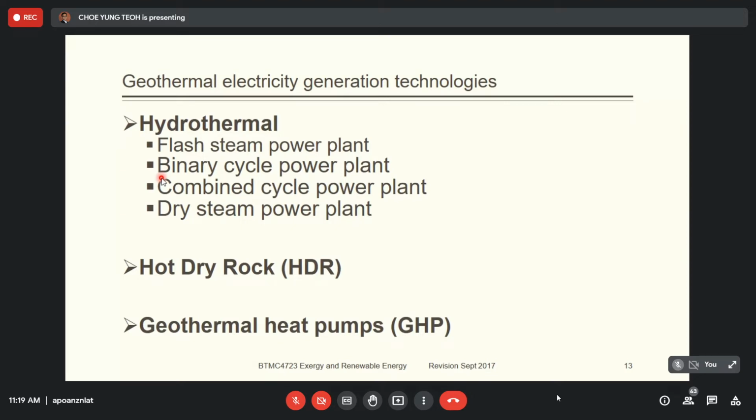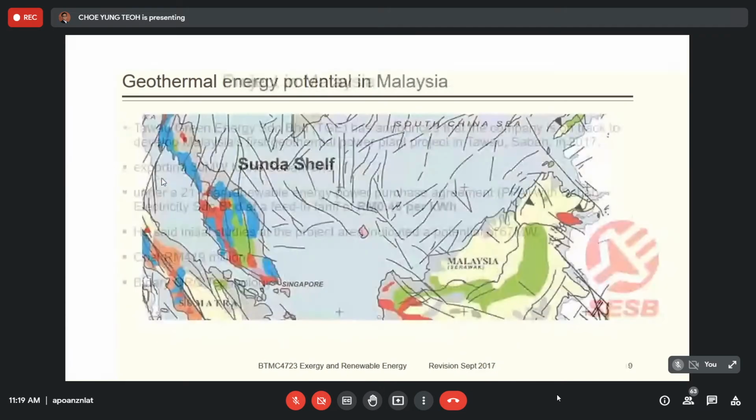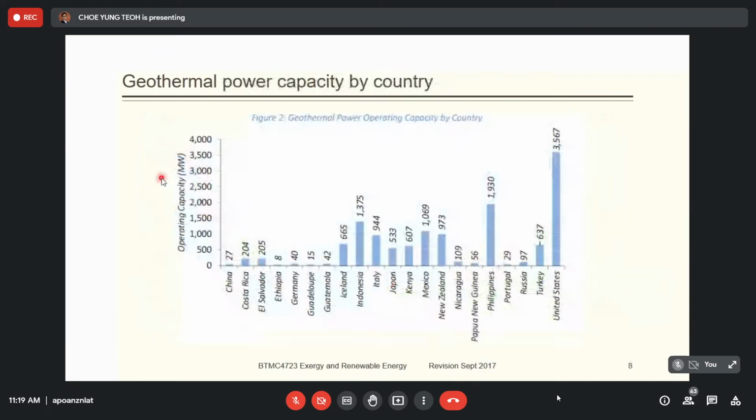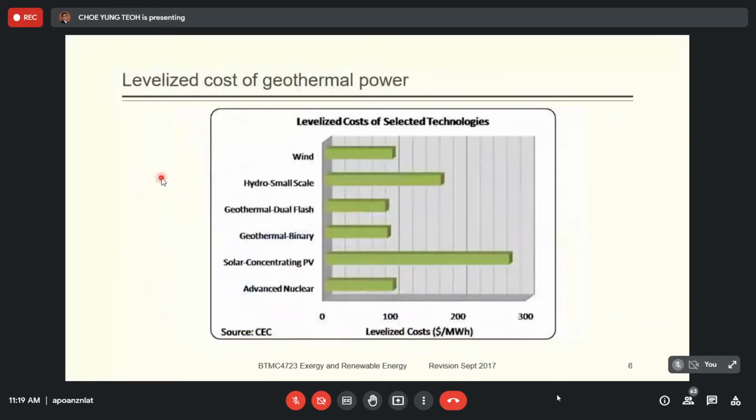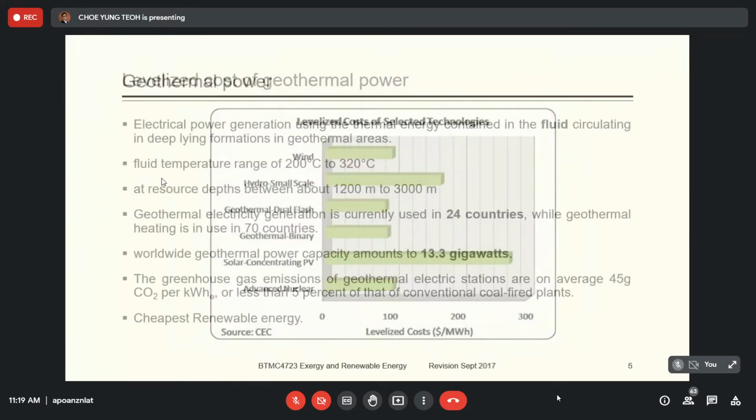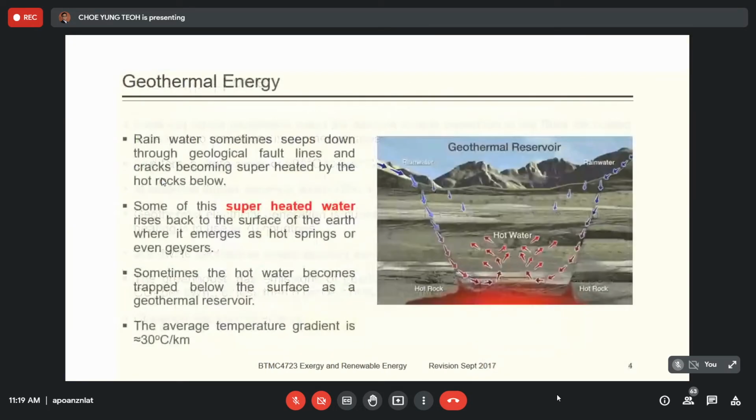But of course, as I said, the binary cycle will use a secondary fluid such as isobutane. But isobutane has many types. We have pentane, we have butane, okay? We have octane, and different types of these fluids have different boiling points.